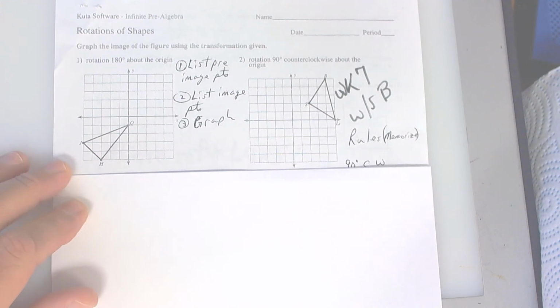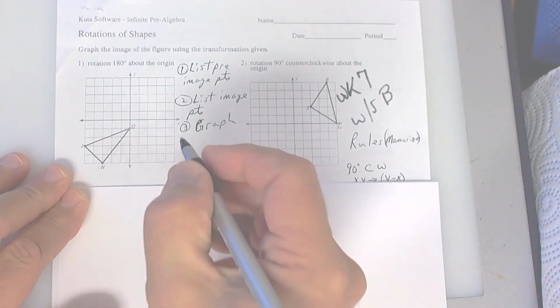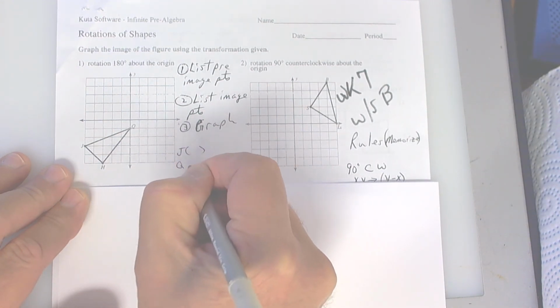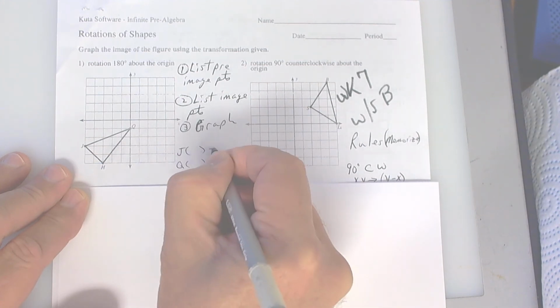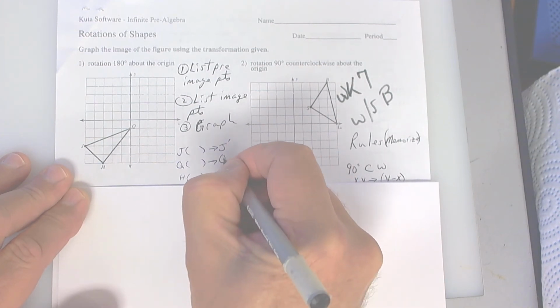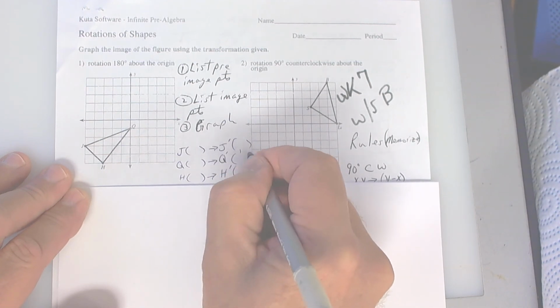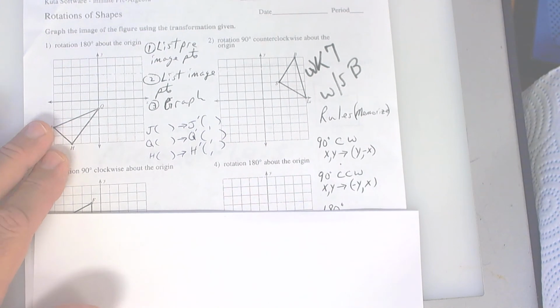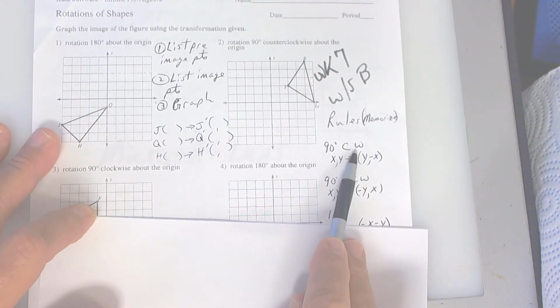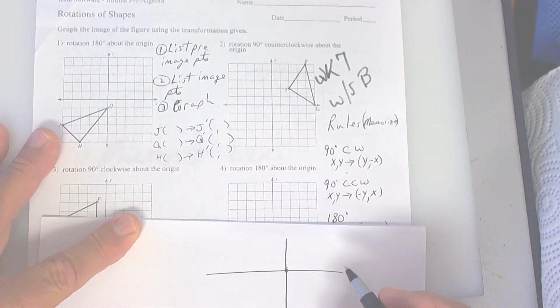All right, look here. List the points for the pre-image. So it's J, Q, and H. And then the next one is going to be J prime, Q prime, and H prime. We're doing rotations here. And here are the rules. If you go 90 degrees clockwise about the origin, here's the origin. The origin is the middle point there. O-R-I-G-I-N, the origin.